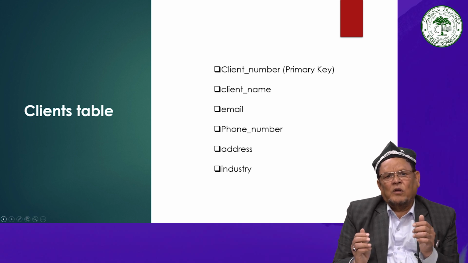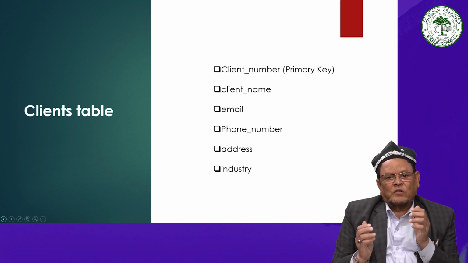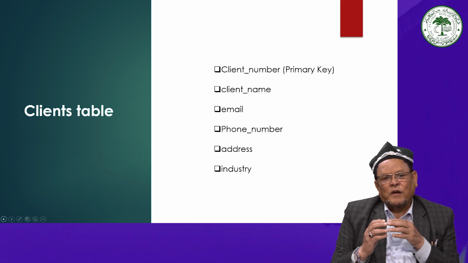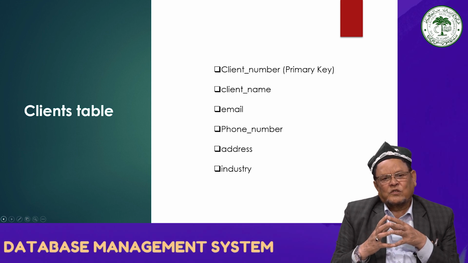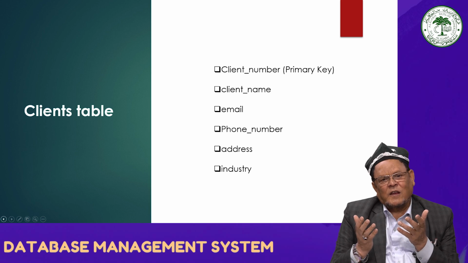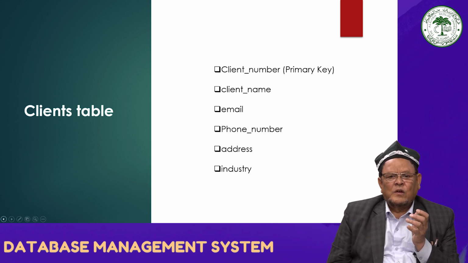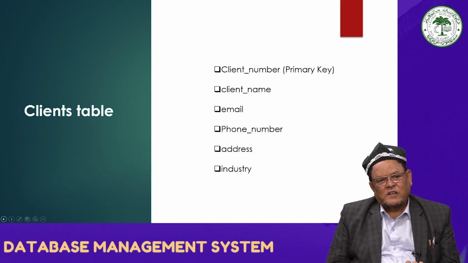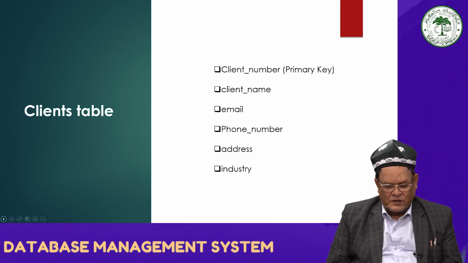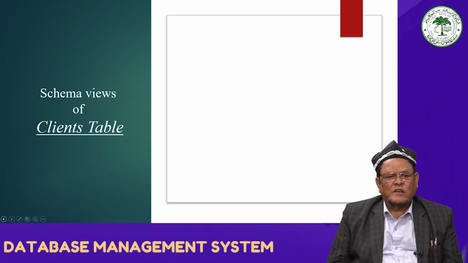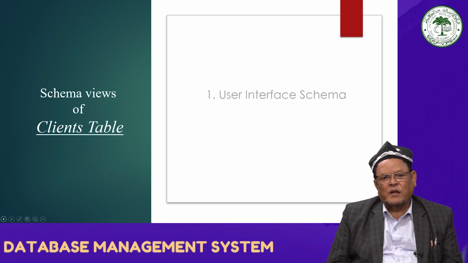The client table contains about 6 attributes, or fields. The client number is the primary key, as you can see on the screen, and then the client name, email, phone number, address and industry. This is the structure of the client. Then we have the schema view of the client table.